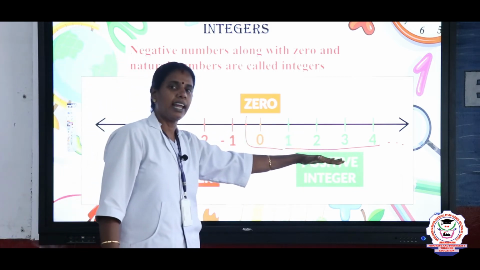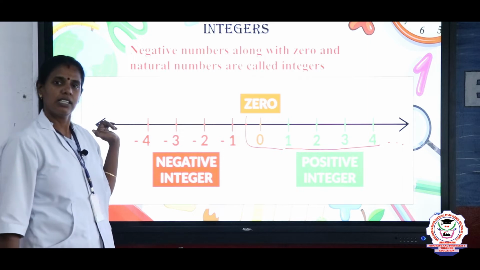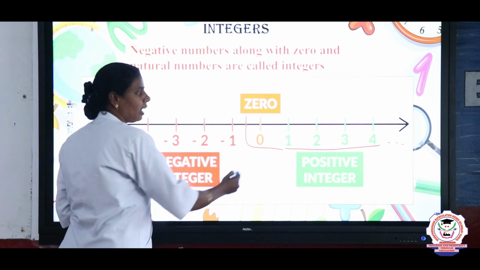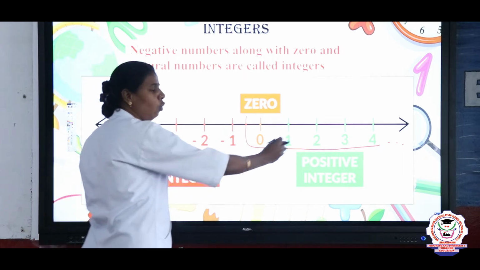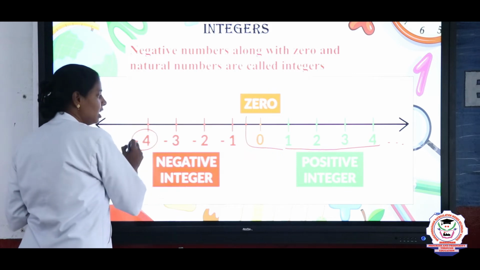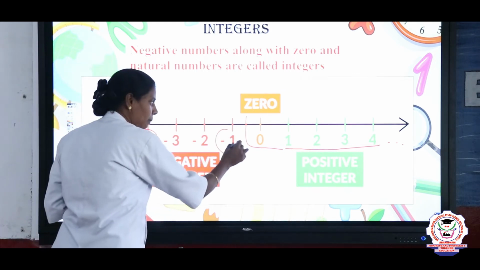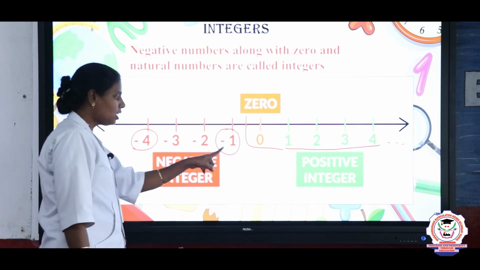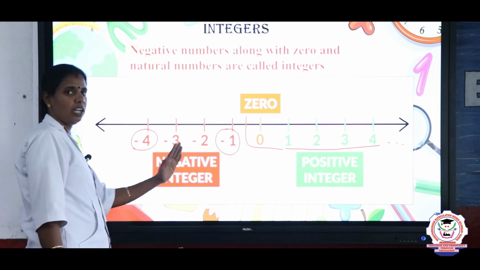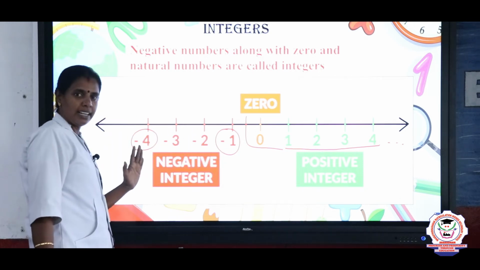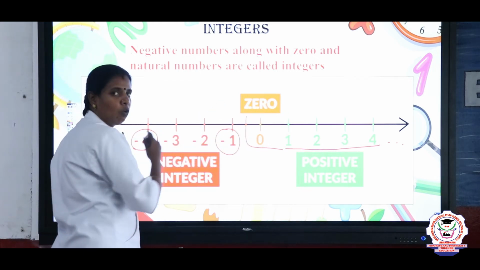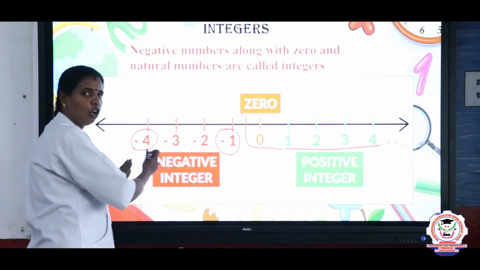So, 0 is greater than all the negative numbers. Positive number is greater than all the negative numbers. Is it clear? When we are going from left to right in the number line, the number increases from small to big. See, for example, minus 4 is less than minus 1. Minus 1 is greater than minus 2. Minus 1 is greater than minus 3. Minus 1 is greater than minus 4. Is it clear? So, from left to right when we move on the number line, it goes from small to big.